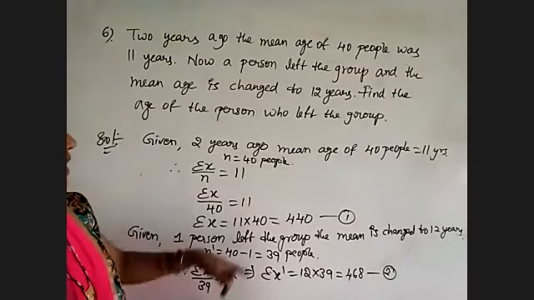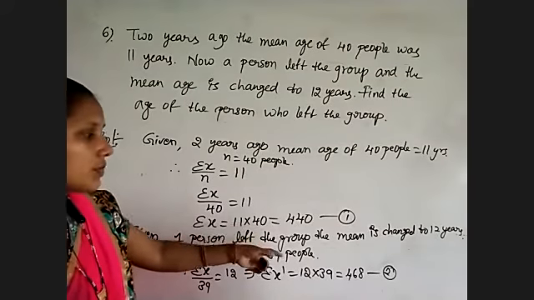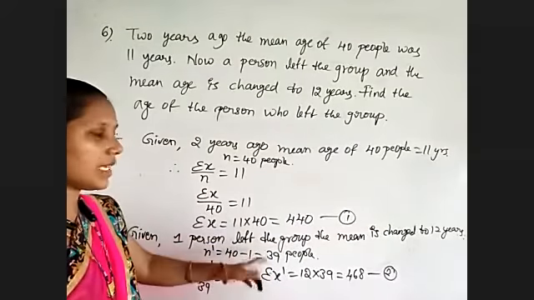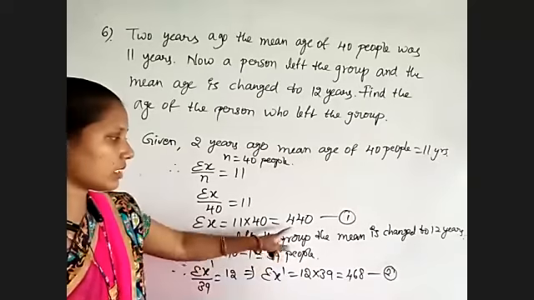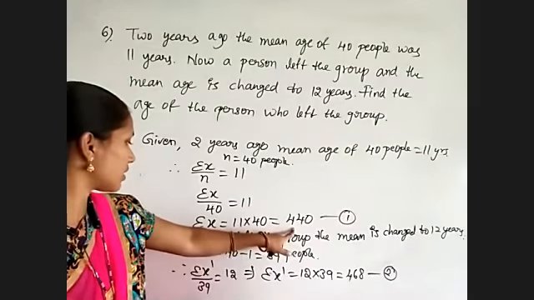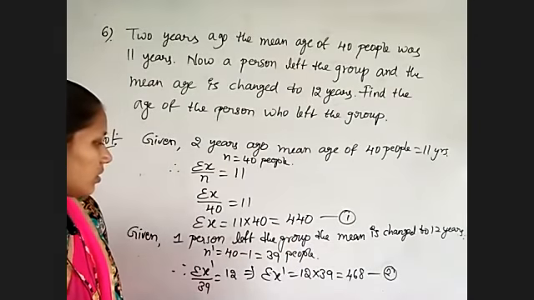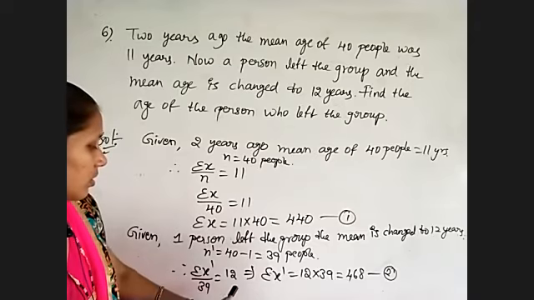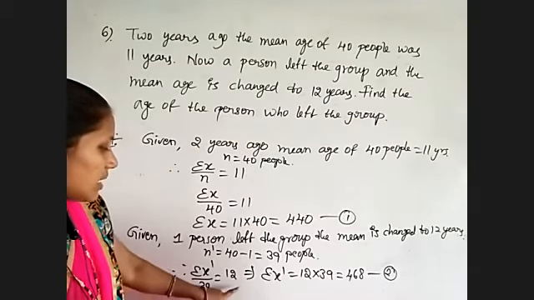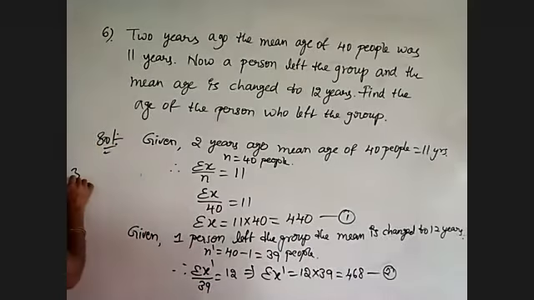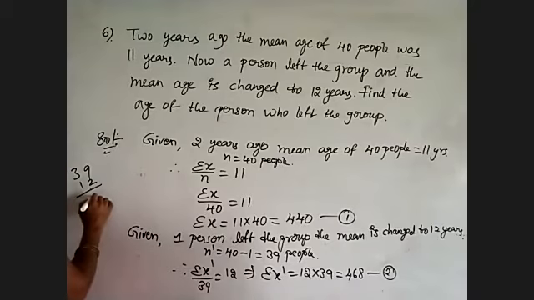So now what is the mean age of the members? Just observe, the difference between these two will be the mean ages. Sum of the 40 we are getting 440, and sum of 39 we are getting 468. 39 into 12: 12 9s are 108, 12 3s are 36 plus 10 is 46, so 468.